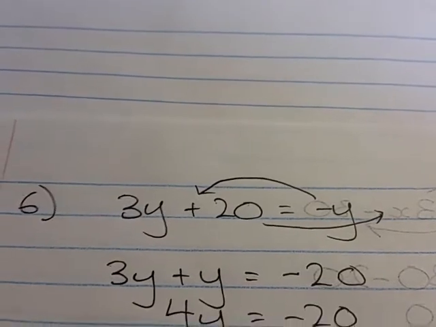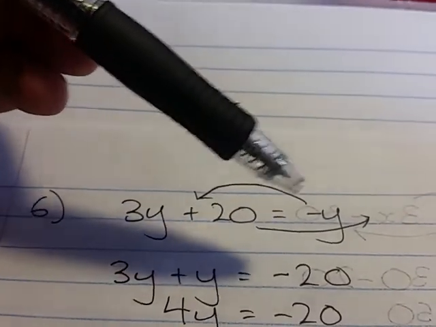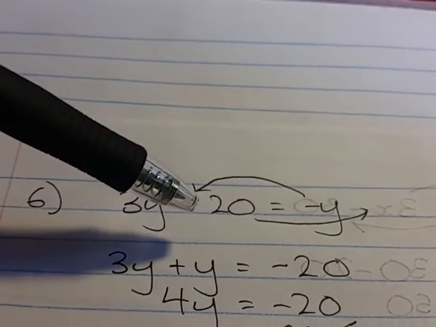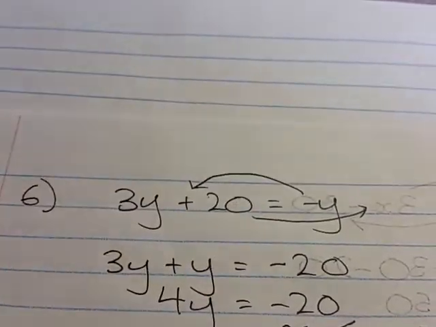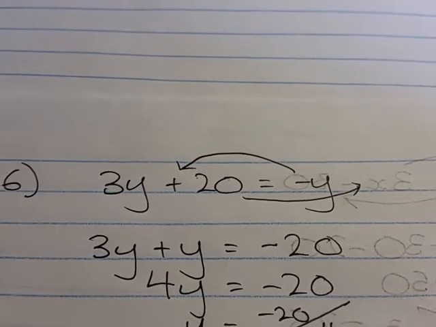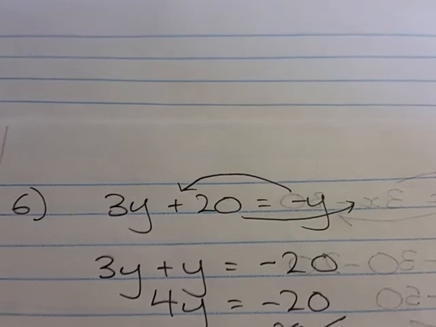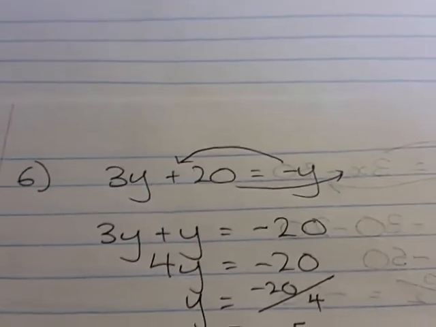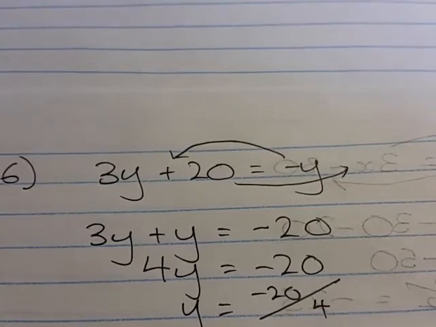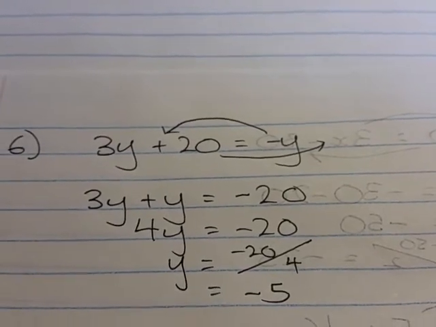So you end up with 3y plus y, because negative y turns into positive y after going over an equal sign, and that positive 20 becomes a negative after going over an equal sign. That gives you 3y plus y, which is 4y equals negative 20. Then I take the 4 over to the other side, so therefore I have y equals negative 20 divided by 4, which gives me y equals negative 5.